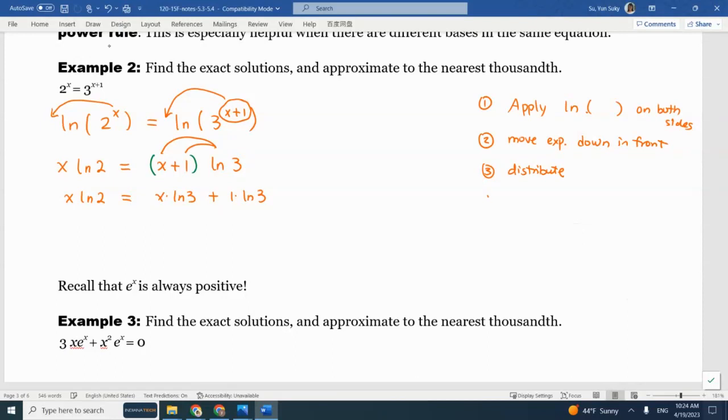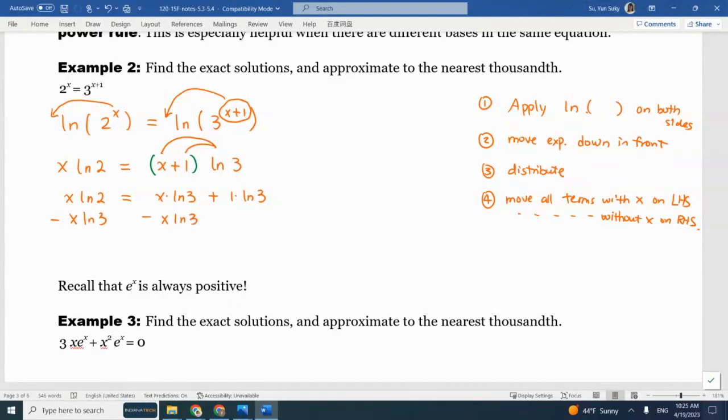So here we want to move all the terms with x on the left hand side, and move all the terms without x on the right hand side. It's not necessarily the left hand side. It's just that on one side you have terms with x, and on the other side the terms without x. You put them on different sides. So here we subtract x times ln 3.